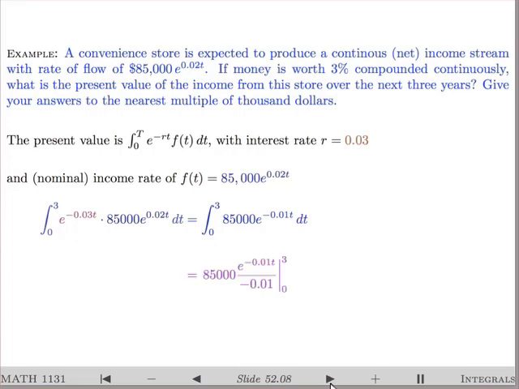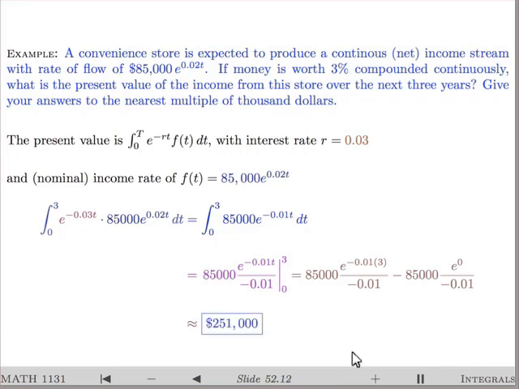We can just use our general rule for integrating exponentials. E to the power a number times the variable is the exponential divided by that coefficient. Since I'm doing the definite integral, I have to use the fundamental theorem. Evaluate the antiderivative at 3 and 0 and subtract. And if you simplify this, you want the answer to the nearest multiple of $1,000, so round it off to the nearest 1,000, which comes to 251,000.